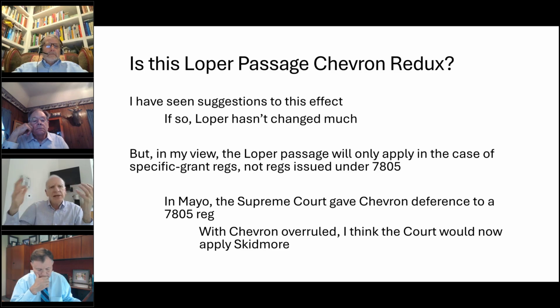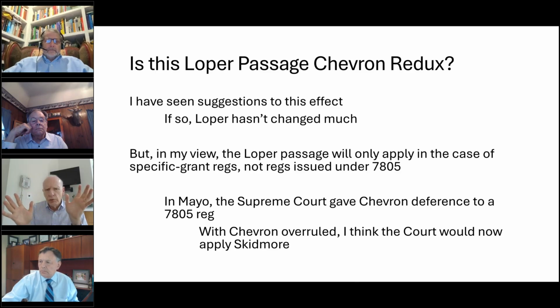Okay, now, is this Loper passage that we've been discussing Chevron Redux? What I mean here is, is that passage going to really put Chevron back on the books? Have we just changed the name of this whole thing and gone through these gymnastics to all come back to the same conclusion, which is, is it within the scope of the delegated discretion? And if so, that's going to look a heck of a lot like Chevron. And I've seen that argument made by some very reputable, respectable people.